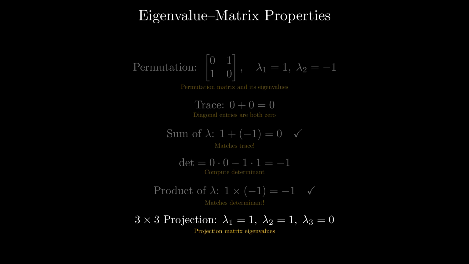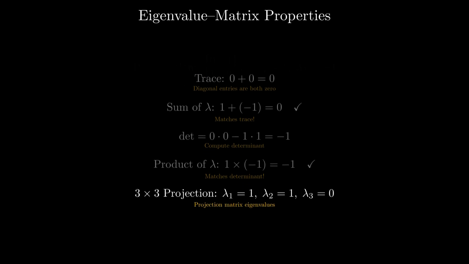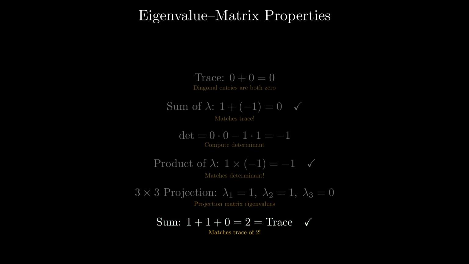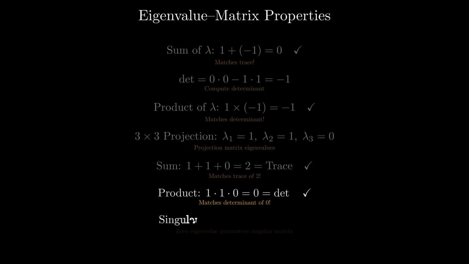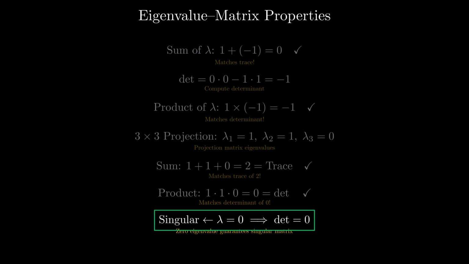Now let's verify with the 3x3 projection matrix, which has eigenvalues 1, 1, and 0. The sum of eigenvalues is 1 plus 1 plus 0, which equals 2. This matches the trace of 2. Check. The product of eigenvalues is 1 times 1 times 0, which equals 0. This matches the determinant of 0. Check. A 0 determinant confirms that the projection matrix is singular, and this makes sense. A 0 eigenvalue always forces a 0 determinant because any product containing a 0 factor is itself 0.